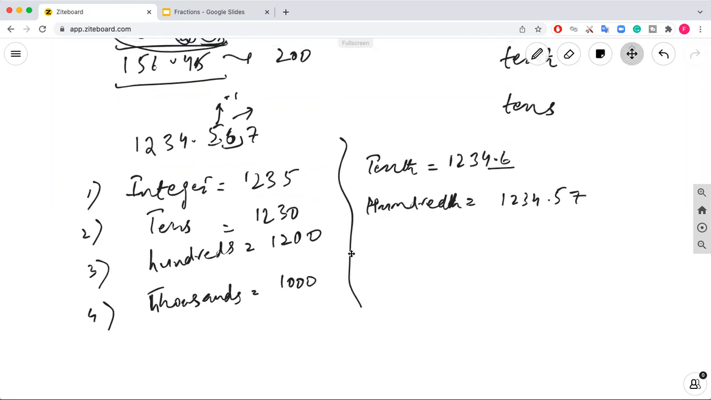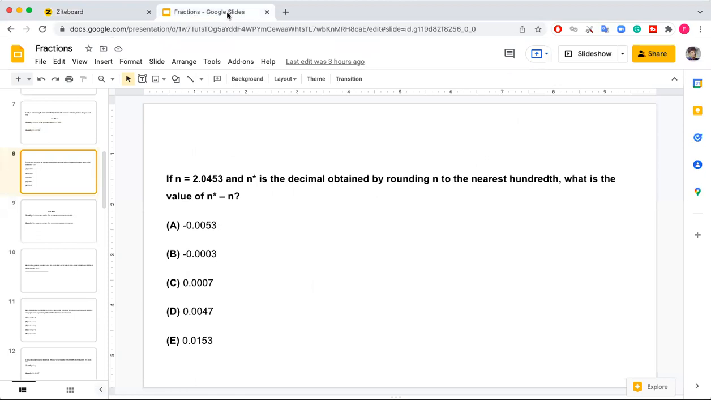Okay, we have discussed the basics. Let's move to the question now. Is this visible to all? Yes. Okay, so just take 30 seconds to solve this question now. This is a very simple question.